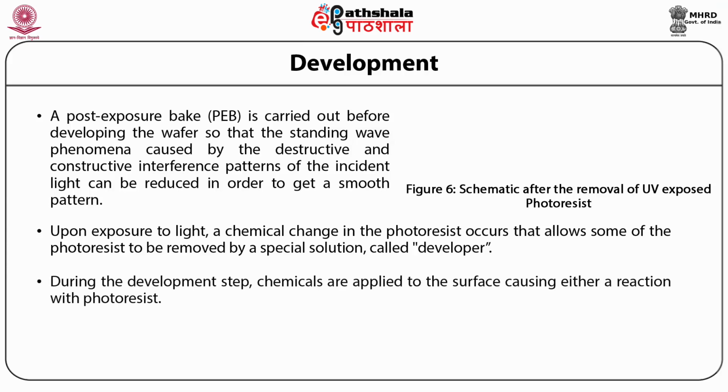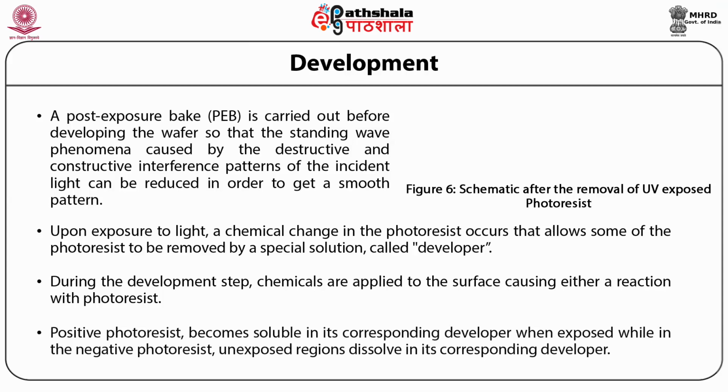During the development step, chemicals are applied to the surface, causing a reaction with the photoresist. Positive photoresist becomes soluble in its corresponding developer when exposed, while in the negative photoresist, unexposed regions dissolve in its corresponding developer. The figure given here, figure 6, shows the schematic after the removal of UV exposed photoresist.